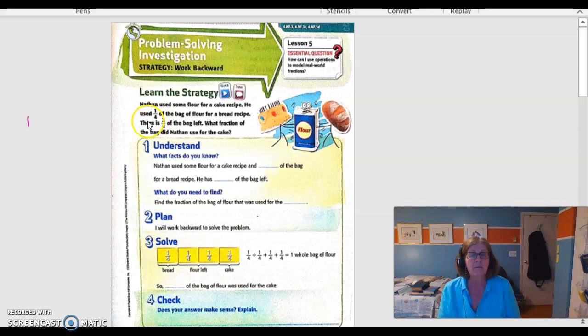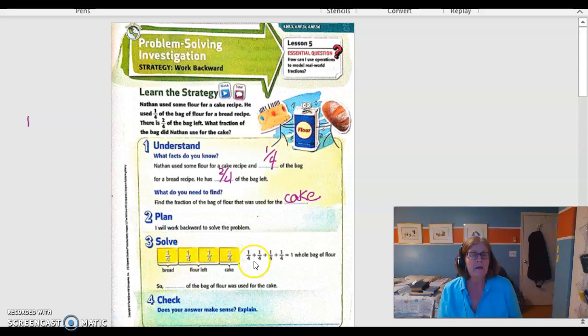If we come back to this problem, it says he used 1/4 bag of flour for the bread recipe. So right here you will write 1/4, for those of you who opted to print this out. Then it asks, he has blank of the bag left. Well, according to the story, he has 2/4 of the bag left. So that would go right here. Then it says find the fraction of the bag of flour that was used for the cake. So we would write cake on this spot here.